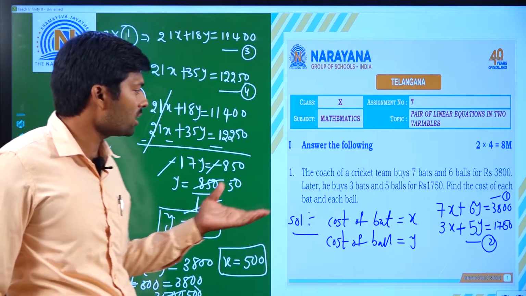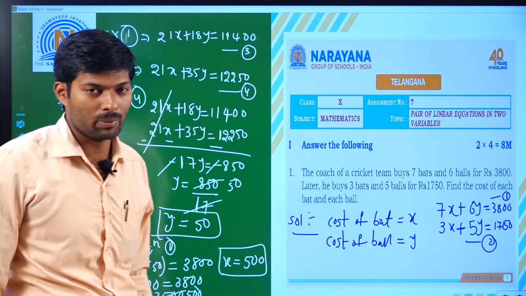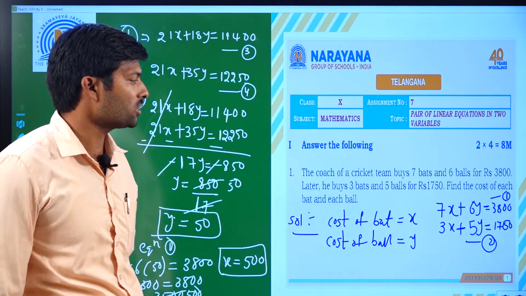So likewise we can find answers based on the application of pair of linear equations in two variables. Let's go for the next question.